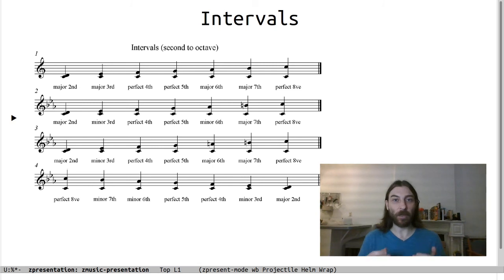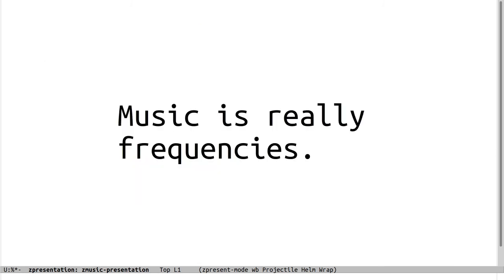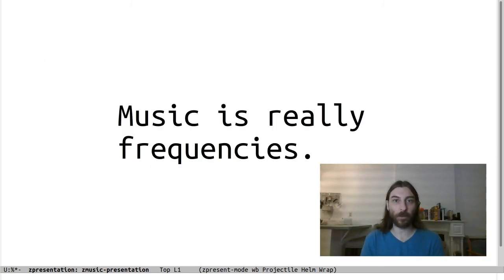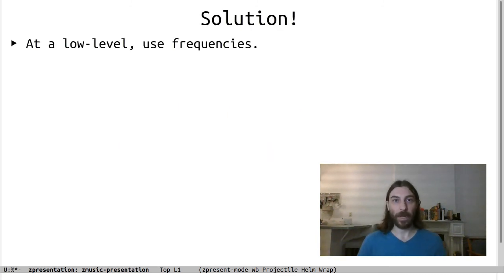So I thought about it. Music's really frequencies. Like an A is 440 hertz. So at a low level, that's what we're going to do. We're just going to use frequencies. And then at the one level above that, that's a little bit easier for humans to think about.